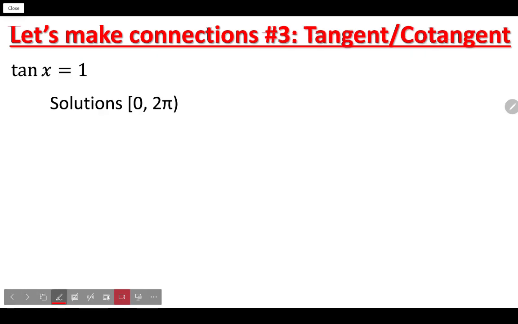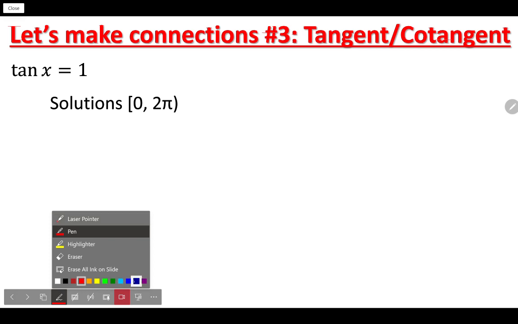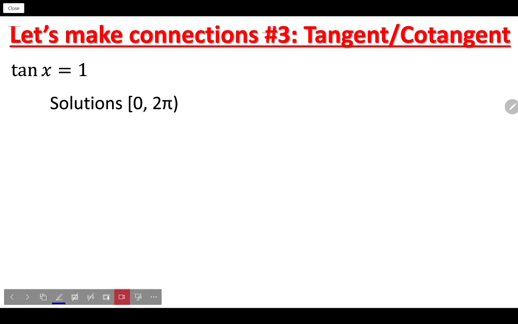One more time here, one more connection we're going to make now, this time dealing with tangent and therefore cotangent as well. Again, when we think about the unit circle, we've got tangent of x equals 1. I know that's my favorite angle. That's that pi over 4 here in the middle. And the other solution where tangent is +1 is the opposite side of the circle in the third quadrant. So those solutions are pi over 4 and 5 pi over 4.